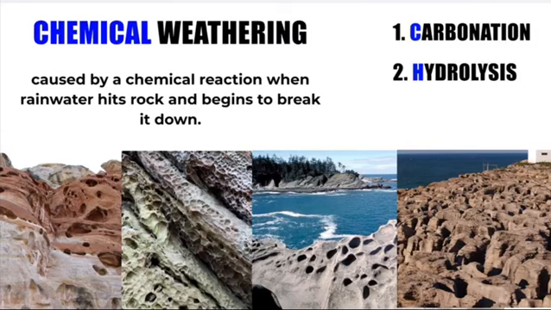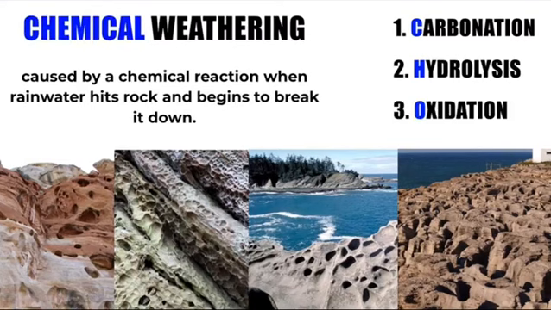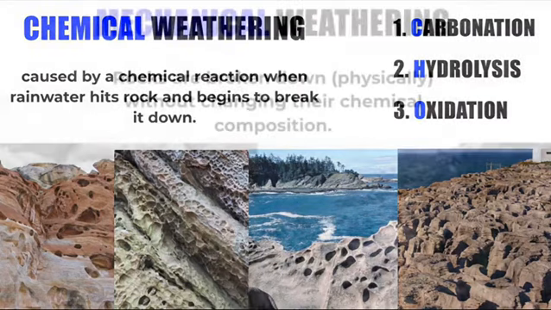And then the third type of chemical weathering is known as oxidation. This is where the rock is actually broken down by the oxygen and water. What you will notice on the screen in front of you are four images where a type of chemical weathering has taken place to make magnificent patterns and features within the rock and the landscape. So that's one type of weathering.